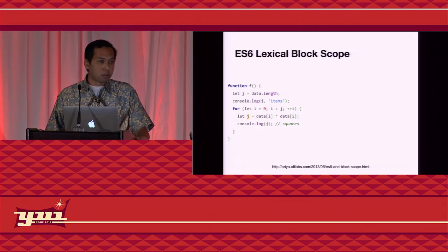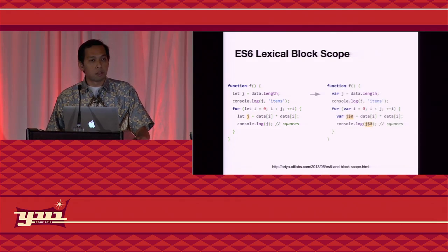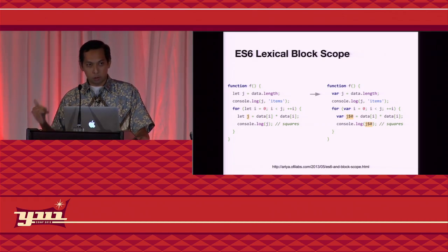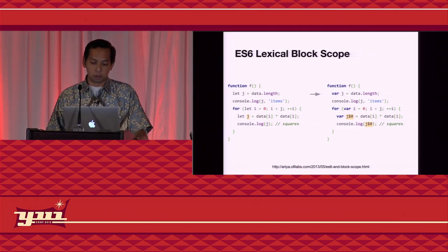But the code only runs in future browsers that support ECMAScript 6 lexical block scope. How do we deal with today's browsers? There's a transpiler called devs.js that converts this code to something like this. It knows that the inner j conflicts with the outer one, so it changed the name to j$0. Of course, it also changed other occurrences of that variable.